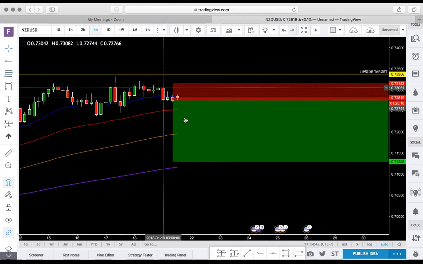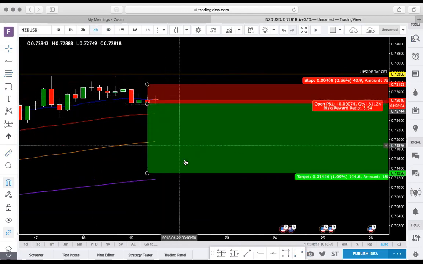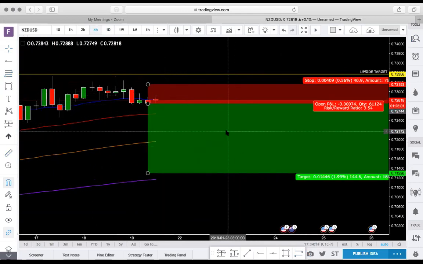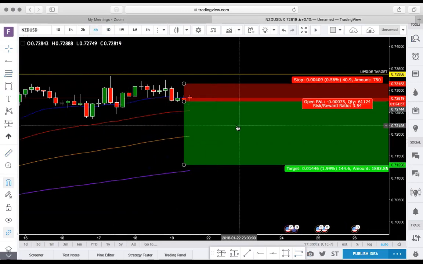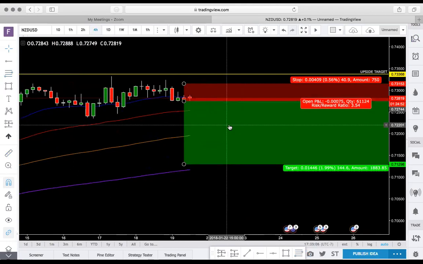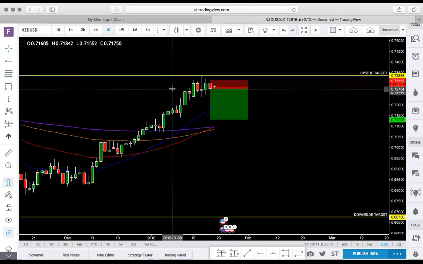This is all taken off of this red bar here. This is a bearish engulfing candle closed below the 20 MA. As long as price stays below the top of that red bar, I think we could see a little sell-off before going higher. So that's what I've got here. The risk is about 40 pips to make 144 pips. So it may or may not work out. This level may break, but that's what I'm looking at on Kiwi.